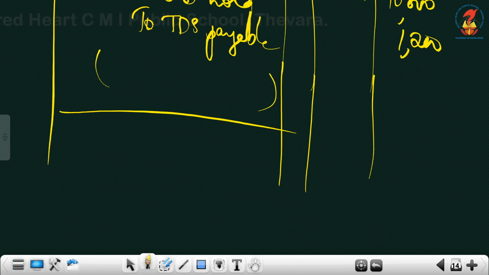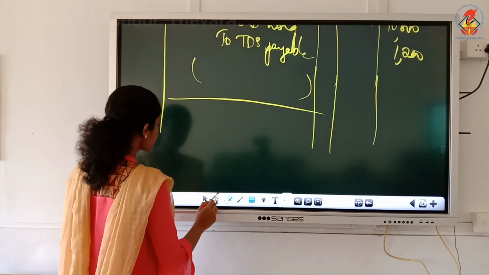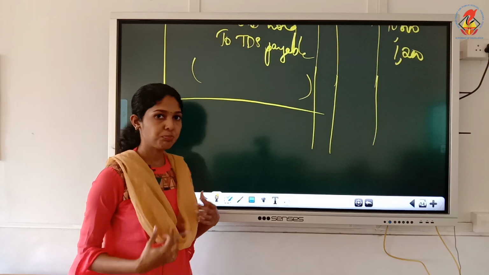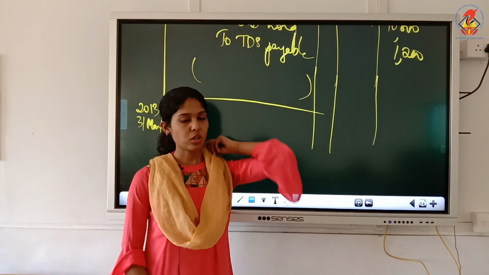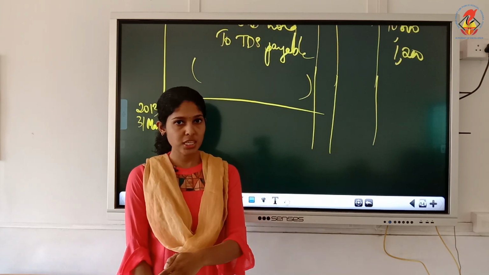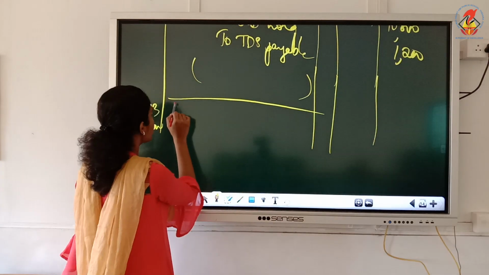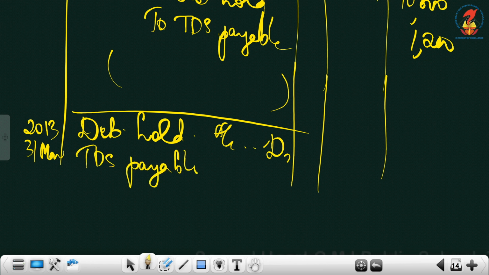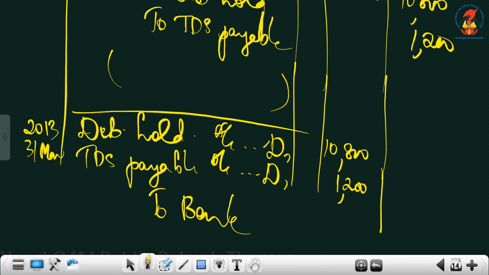The next is the payment entry. In the textbook for this question they have written the payment entry. You don't have to get confused everywhere, you write the payment entry. For 31st March also you write the payment entry. In case they specifically say they haven't paid at the end of the year, don't write, or else you can write debenture holders account debtor, TDS payable account debtor to bank account. Again the same you can write. So the payment entry is also over.